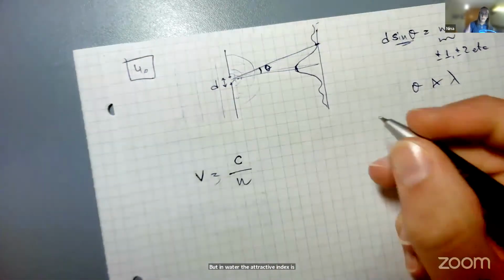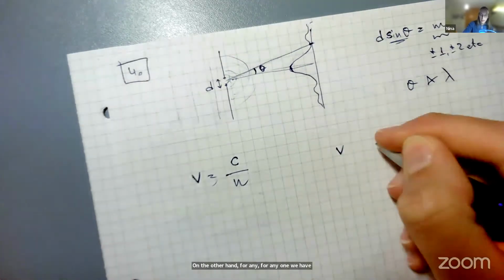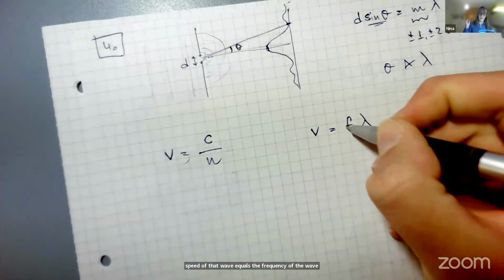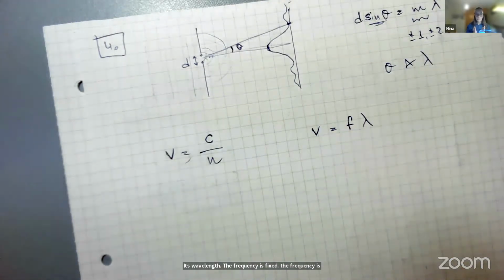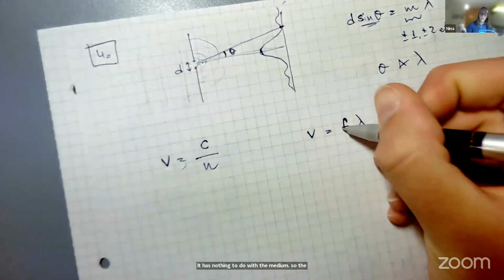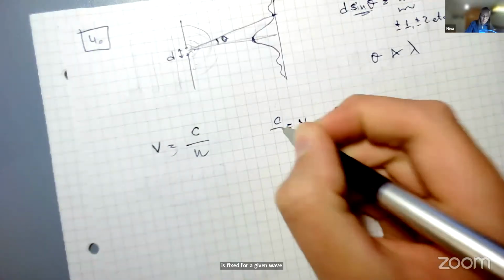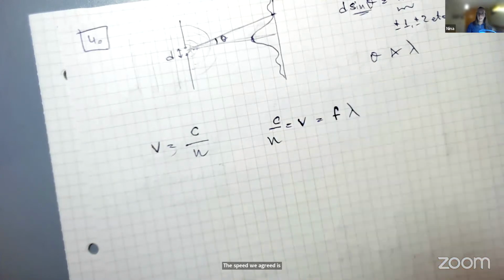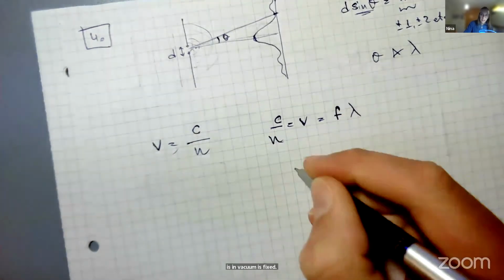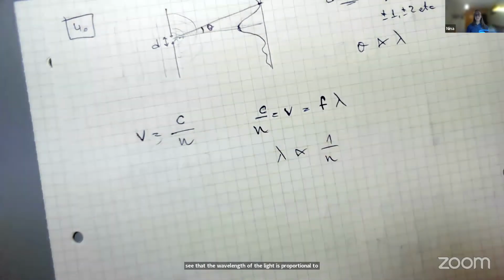On the other hand, for any wave, we have that the speed of that wave equals the frequency of the wave times its wavelength. The frequency is fixed. The frequency is only determined by the source of the wave. It has nothing to do with the medium. So the frequency is fixed for a given wave. The speed, we agreed, is this. So here the speed of light in vacuum is fixed, but what changes is the refractive index. And so we can see that the wavelength of the light is proportional to 1 over the refractive index.